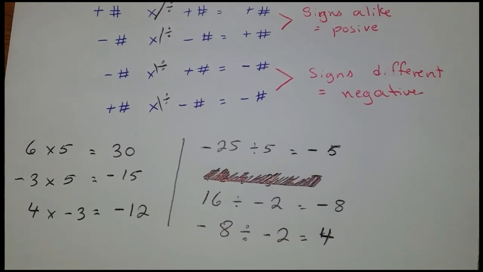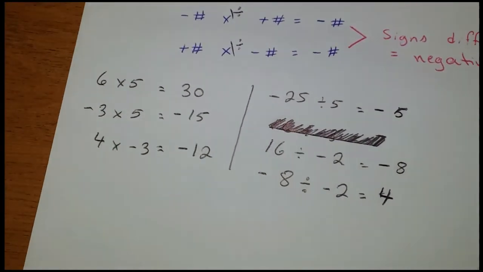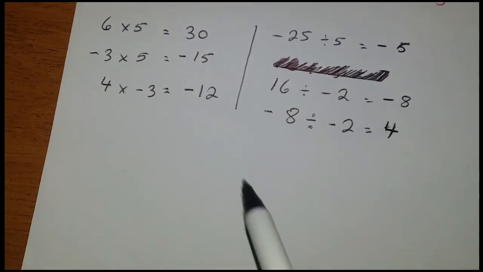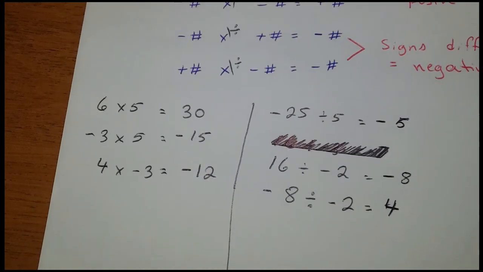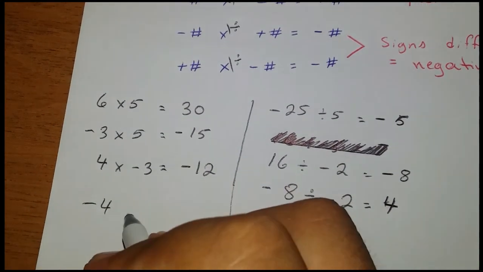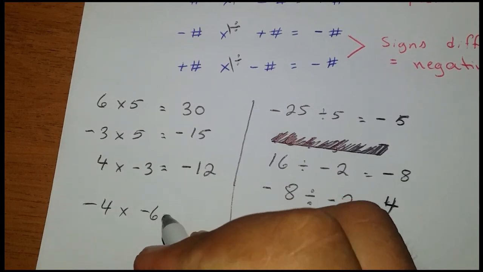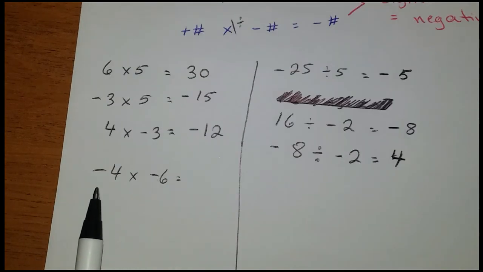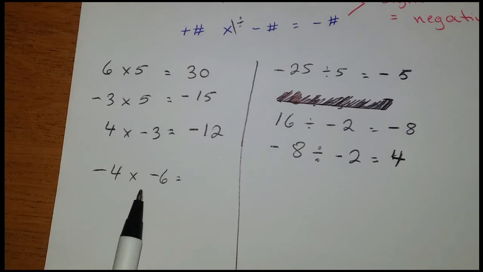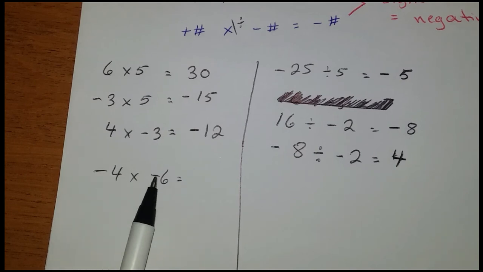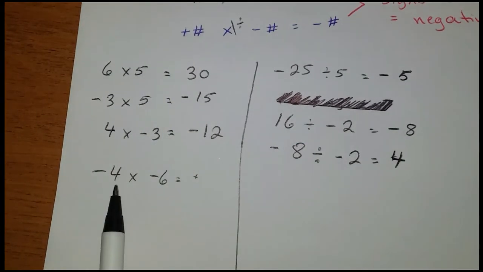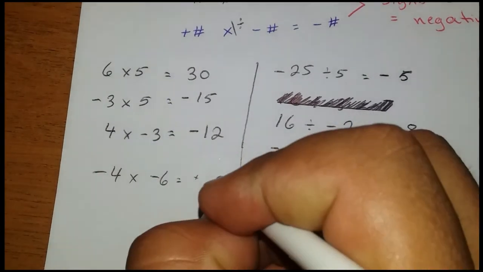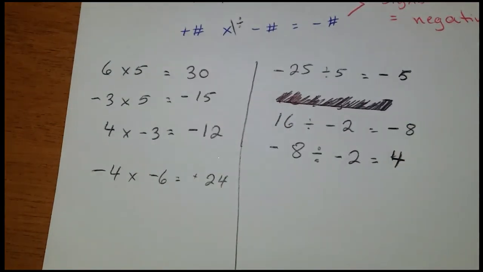Let's work a little bit more with multiplication and division. Let's take a look at several other examples. If we have, let's say, negative 4 times negative 6. Alright, if we see the jingle, we're going to see signs the same, positive, signs different, negative. This here are signs the same, so my answer is going to be a positive. And then 4 times 6, my answer is 24.